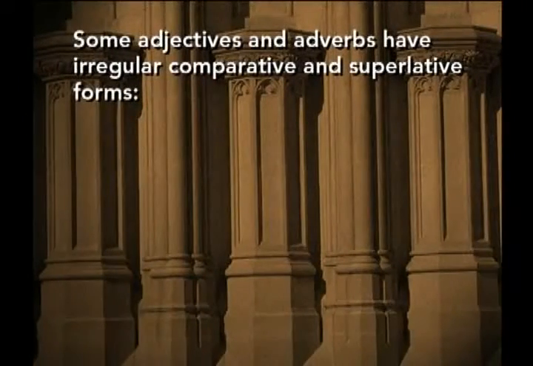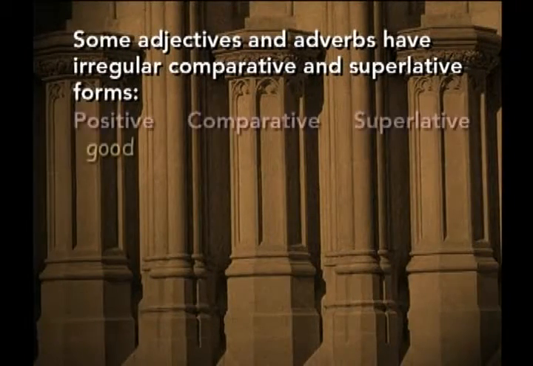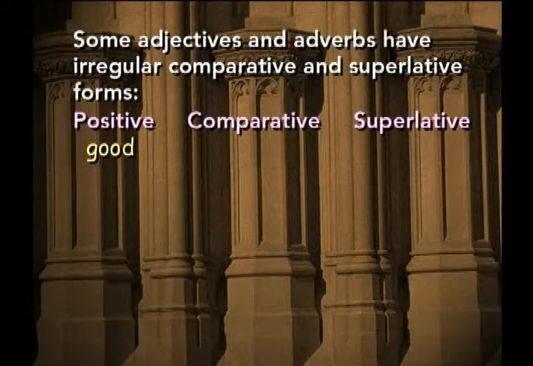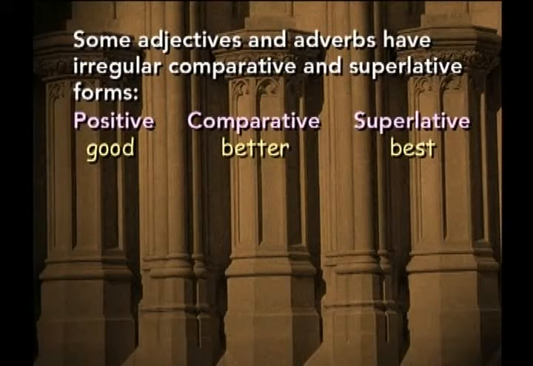Now, just to complicate your lives a little more, it's also true that in English, a few adjectives and adverbs have irregular comparative and superlative forms. That is, the comparative and superlative degrees are created not following any of the rules we've given so far. And you simply have to memorize the proper comparative and superlative degrees of these particular words. Here are the ones you need to know. Good is the positive form of the adjective. The comparative is better. The superlative is best.